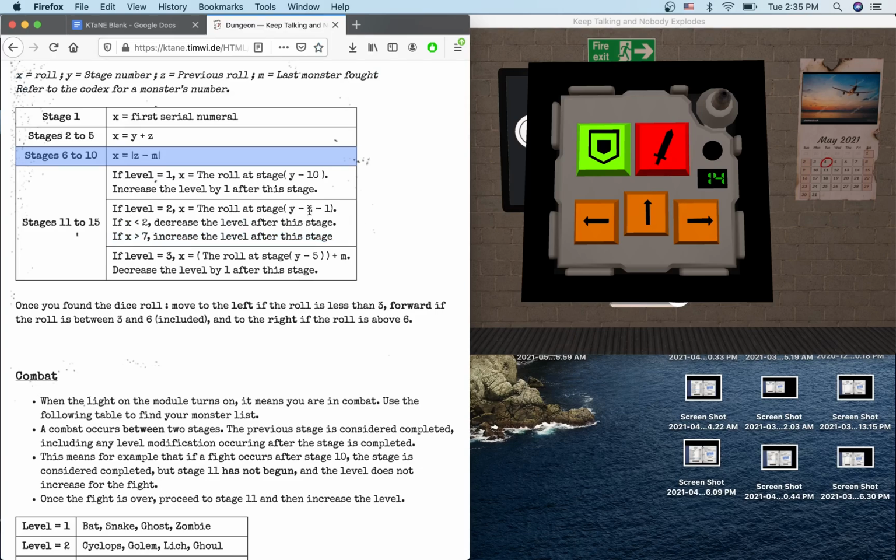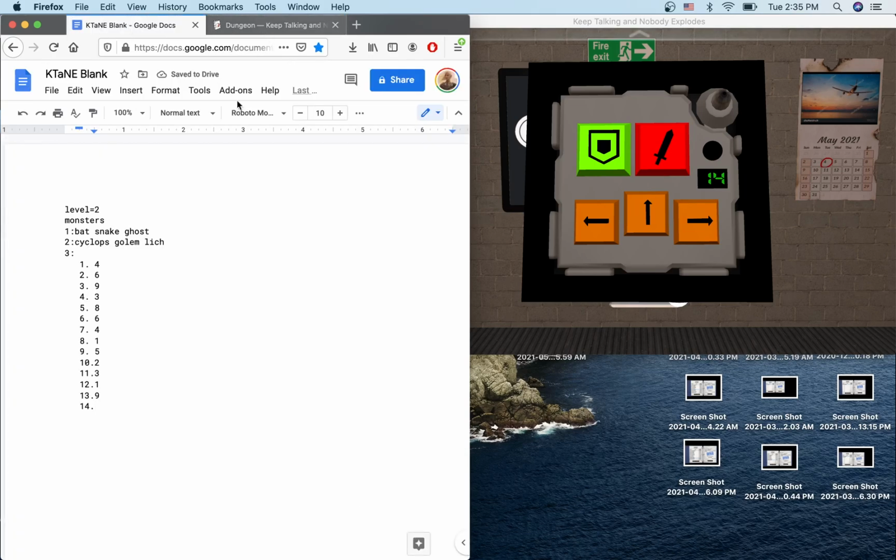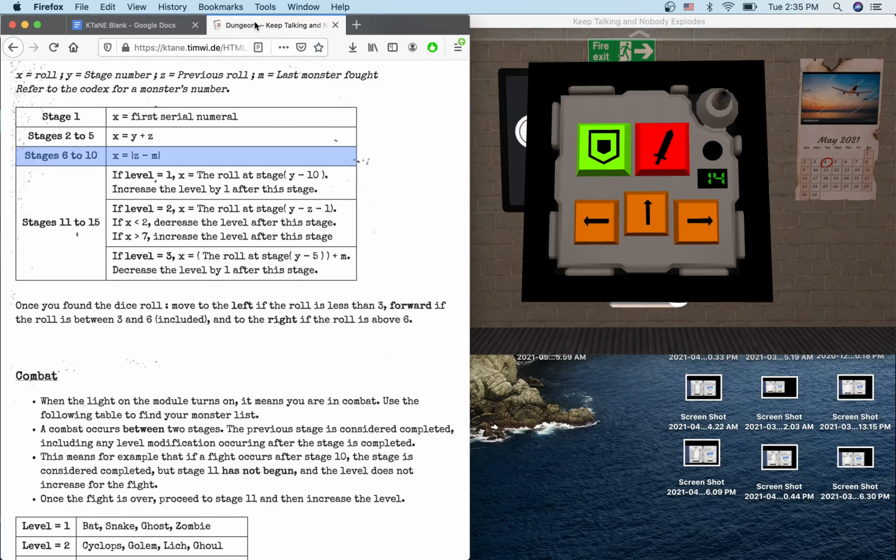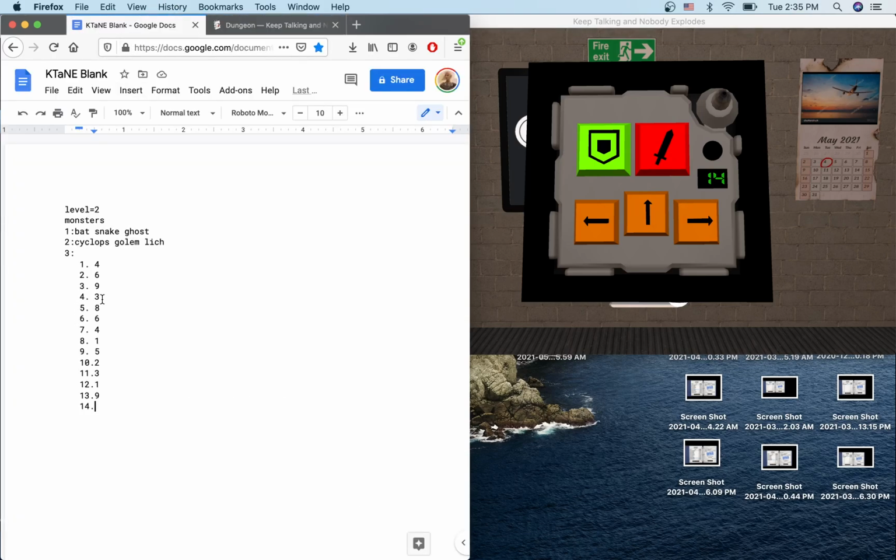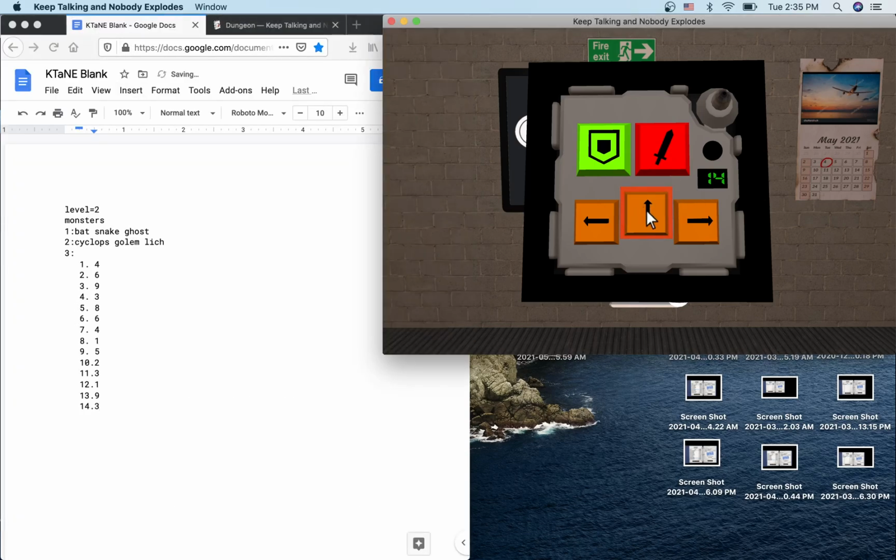We're going to take our stage number, 14, minus our previous roll, which was 9. I thought that was 2 for some reason. Minus 1. So 14 minus 9 minus 1, 14 minus 10 is going to be a 4. So the roll at stage 4. Note that this is not your roll. This is the stage you need to check for your roll. So we'll roll at stage 4, which was a 3. So we're going to go forward.